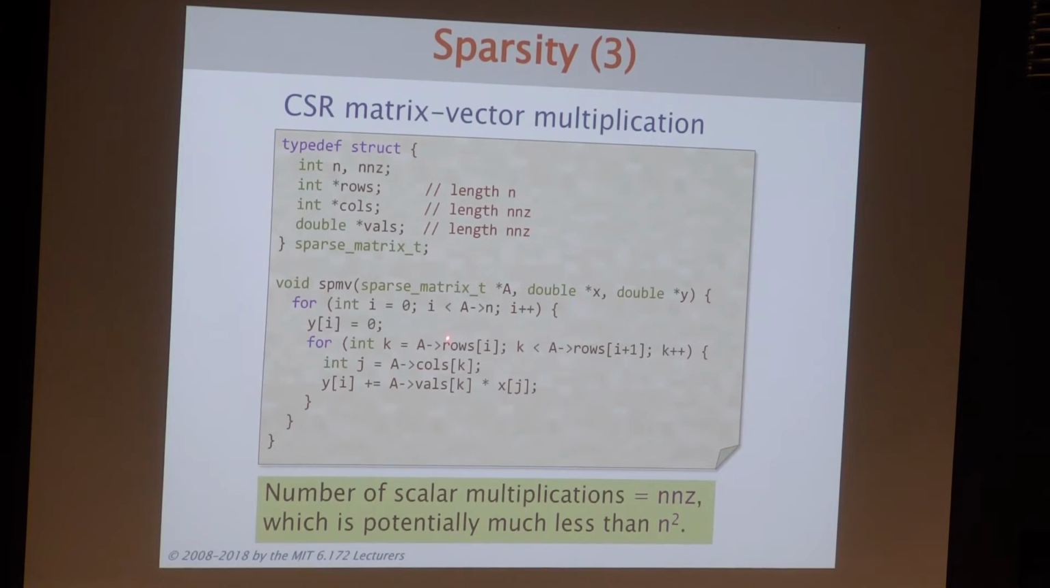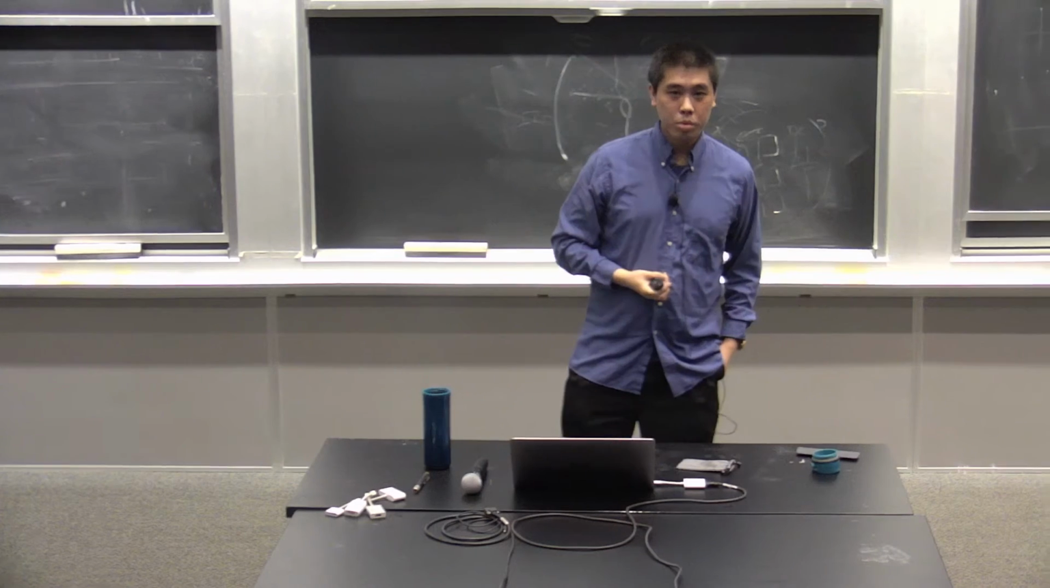And then for each one of these entries, I just look up the column index for the non-zero element, and I can do that with cols of k. So let that be j. And then now I know which elements to multiply. I multiply vals of k by x of j. And then now I just add that to y of i. After I finish with all of these multiplications and additions, this will give me the same result as if I did the dense matrix vector multiplication.